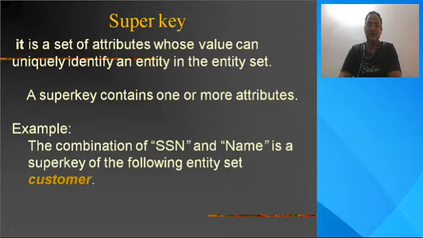First, the types of keys. The first one is the super key. It is the set of attributes whose values can uniquely identify an entity in the entity set. A super key contains one or more attributes. For example, the combination of SSN and name is a super key of the following entity set: customer.